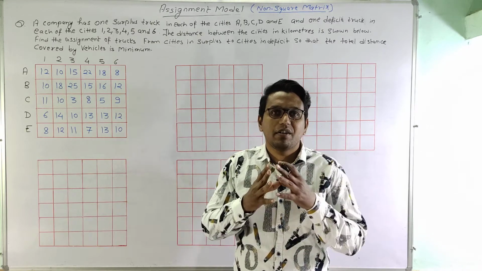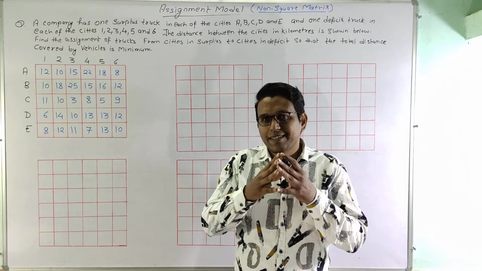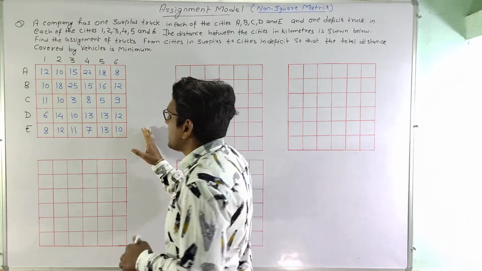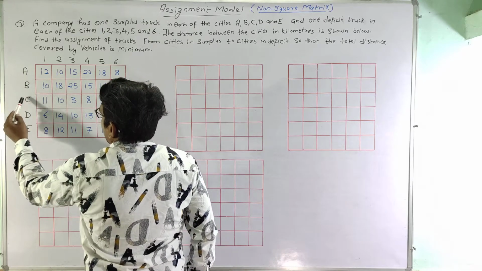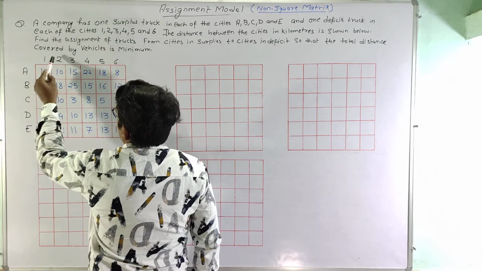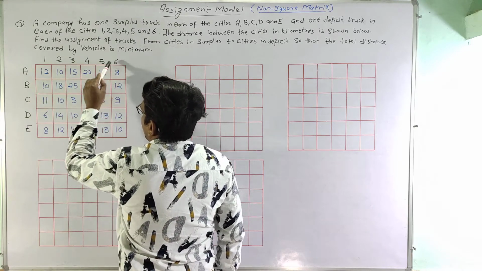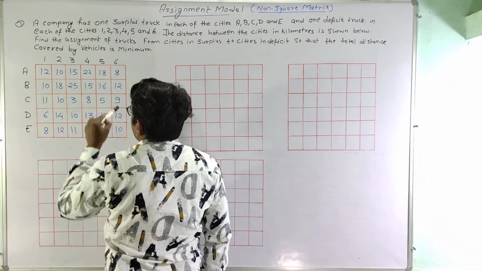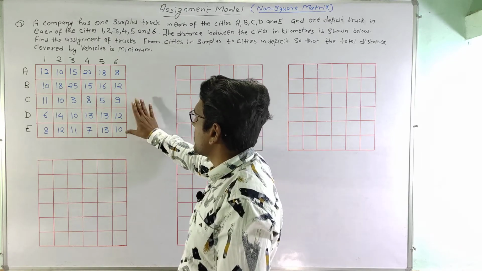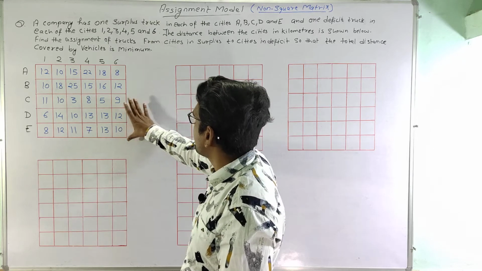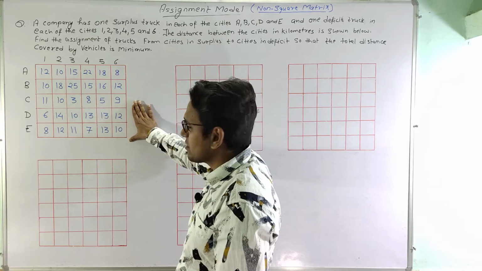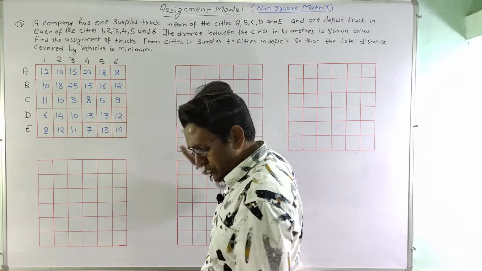So the first step of the Hungarian method says that our assignment matrix should be a square matrix. So here we can see that there are 5 cities A, B, C, D and E, and there are 6 deficient cities. So this is a 5 cross 6 matrix, which is a non-square matrix. So first we need to convert this non-square matrix into a square matrix, that is, convert this 5 cross 6 matrix into a 6 cross 6 matrix.